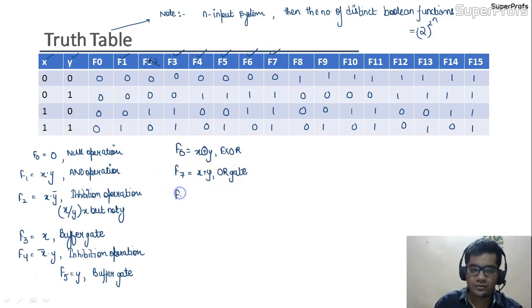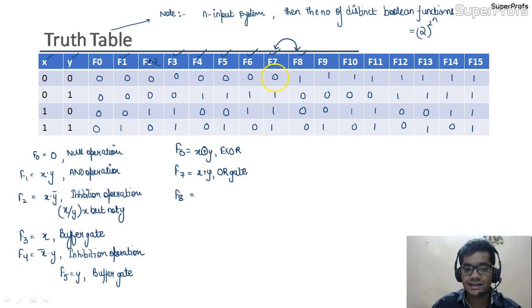Okay, now we are going to discuss F8. For F8 we can make a relation between F7 and F8, that F7 and F8 are complement to each other. That is here 0, this is 1, this is 1, this is 0, this is 1, this is 0, this is 1, this is 0. So what is the complement of OR gate, students? It is a NOR gate. So F8 would be (X plus Y) bar, which is our NOR gate.